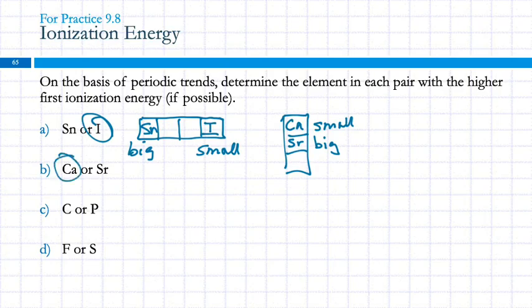Carbon or phosphorus. Here's carbon, here's phosphorus. Well, let's first think about bigger and smaller. Going across predicts that phosphorus is smaller, but the up and down trend predicts that phosphorus is larger. So we have opposing trends, and that's why it says if possible. So we're just going to say not possible.